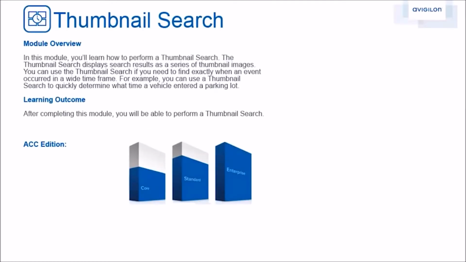In this module, you'll learn how to perform a thumbnail search. The thumbnail search displays search results as a series of thumbnail images. You can use the thumbnail search if you need to find exactly when an event occurred in a wide time frame. For example, you can use a thumbnail search to quickly determine what time a vehicle entered a parking lot. After completing this module, you will be able to perform a thumbnail search. This feature is available in these editions of ACC software.